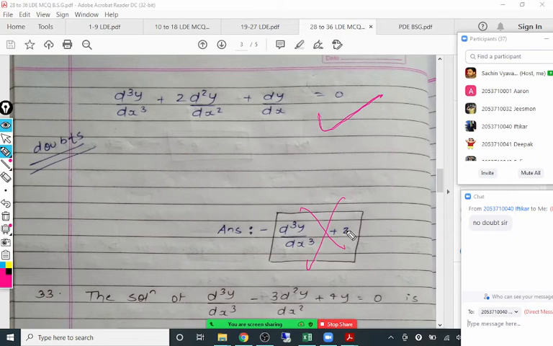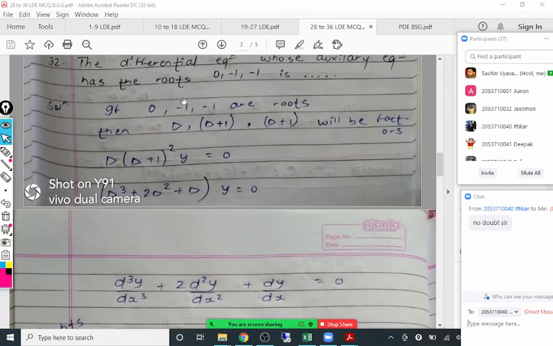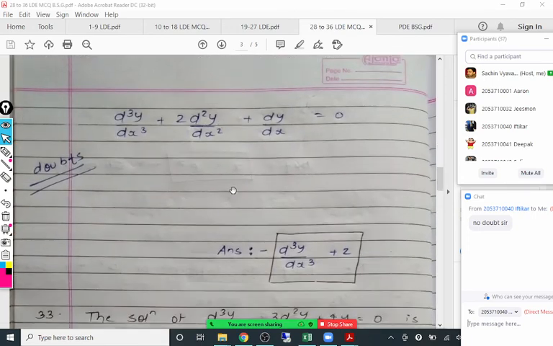D cube plus 2 will definitely not have the root D equal to 0. This differential equation, straightforward, doesn't have the root as 0. This one has the 0 root, because we want the roots as 0, minus 1, minus 1. So this is the correct answer. That's all.